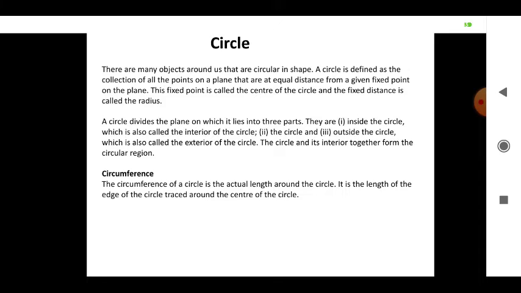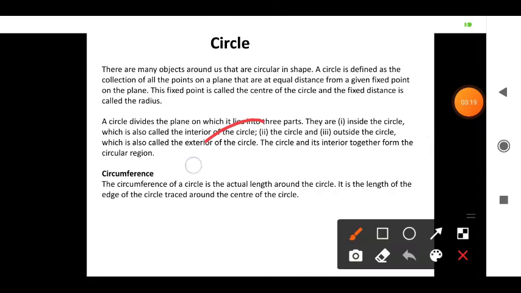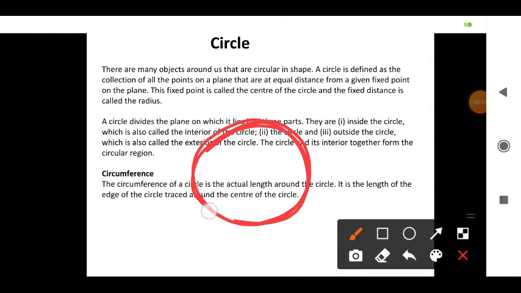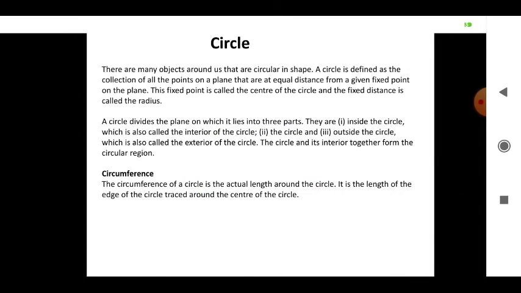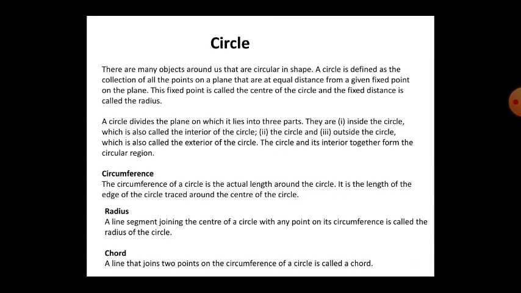I already told you, the circumference of a circle is the actual length around the circle. See, this is the boundary of the circle. The actual length of the circle is called the circumference. It is the length of the edge of the circle traced around the center. The actual distance, how much that is, is what is called the circumference.